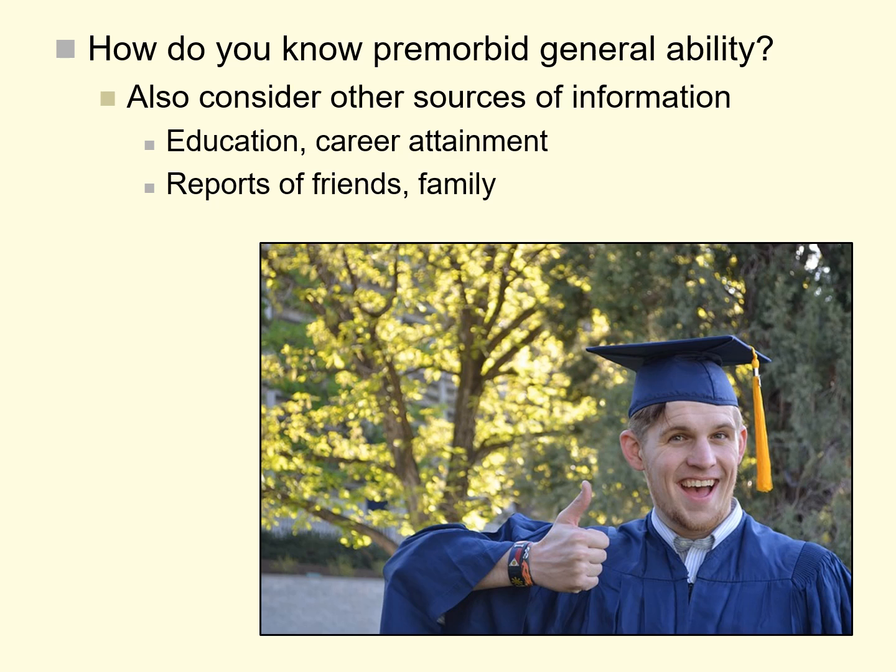It's often difficult to get a precise estimate of someone's pre-morbid level of general intellectual ability, but if we're thoughtful about using some verbal tests, if we're attentive to what we can learn from friends and family, if we look into the person's education and career attainment, we can often get a sense of whether or not the person was doing fairly well all along and now is becoming demented, or maybe they just were never particularly high functioning in terms of their overall ability.